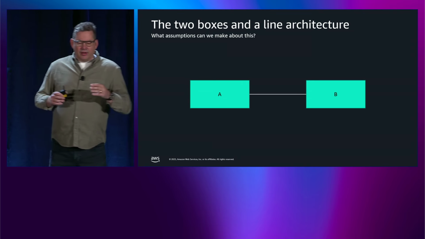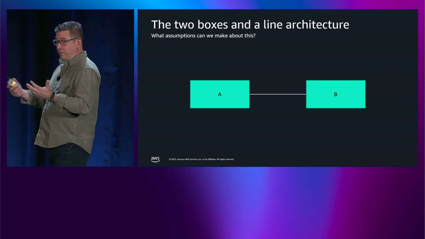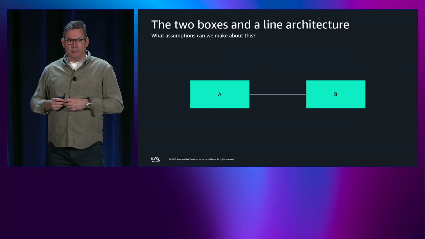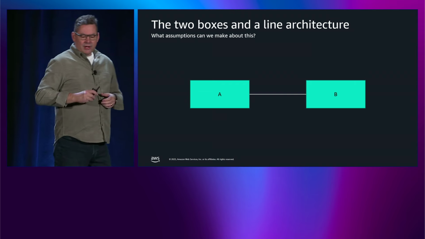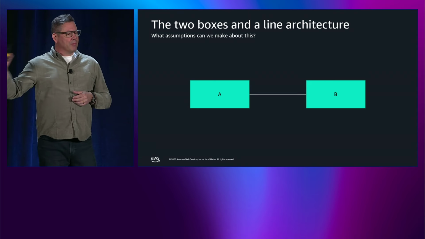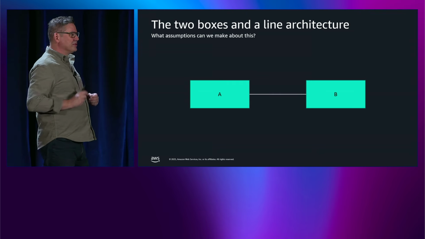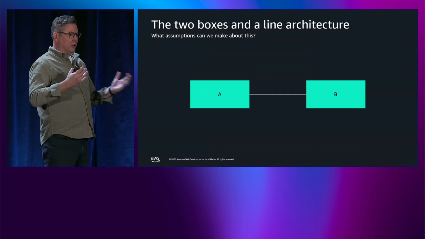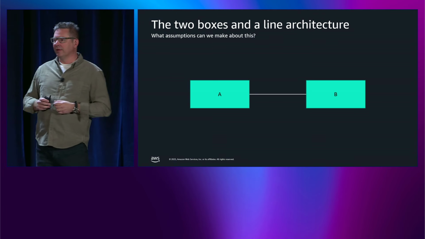So this is the two-box in a line architecture that Gregor Hohpe popularized a couple of years ago. So you may have seen this before, but it's a really good exercise to ask yourself, what assumptions can you make about how these two services or how these two components are actually integrating with or interacting with each other? I'll give you a little moment to think about it.